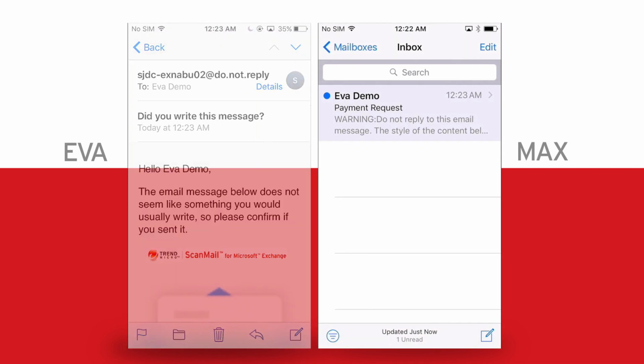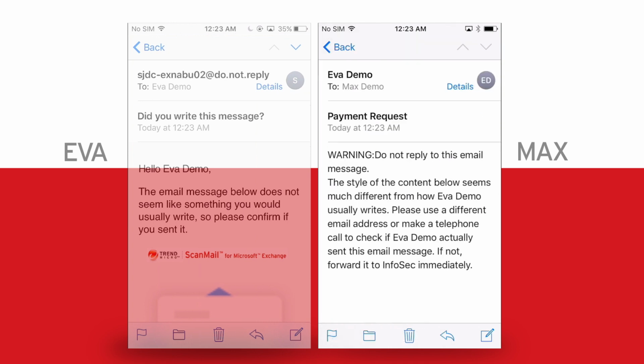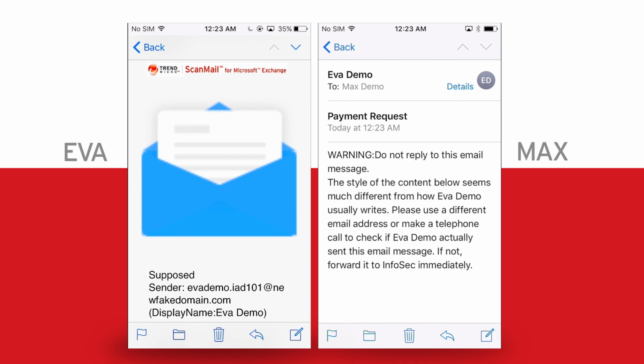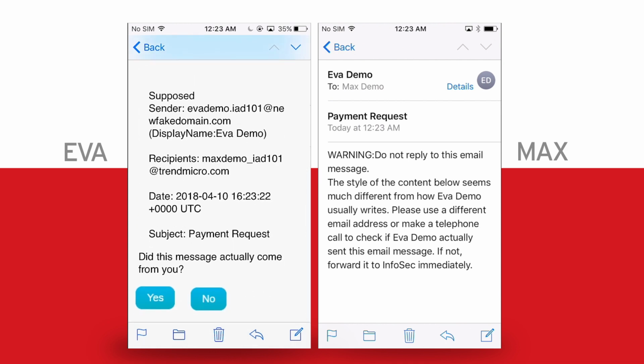The intended recipient, Max, is warned not to take action on the email. Max is then asked to verify the sender's identity by accessing the sender's phone number or email from the company directory. Optionally, the impersonated executive can also be warned of the fraud attempt on their behalf.